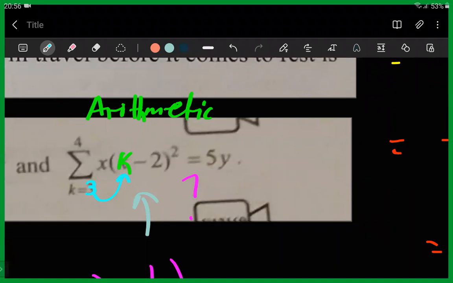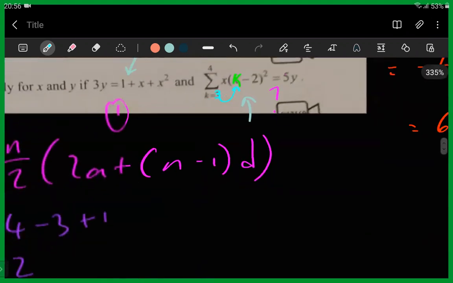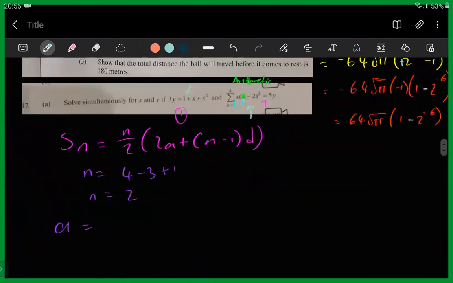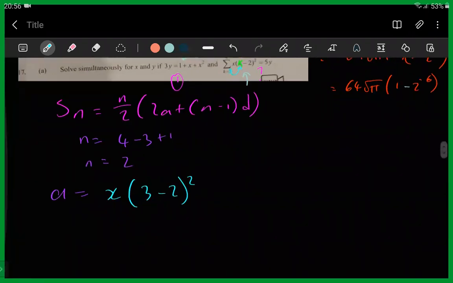Yeah. So with that being said, when you will now look at, for example, what we're doing now, if you're gonna get a, your a value is going to be you throwing 3 into this formula. So you're gonna have x times 3 minus 2 squared. 3 minus 2 is just a 1. So 1 squared is a 1. So the value of a is just x.